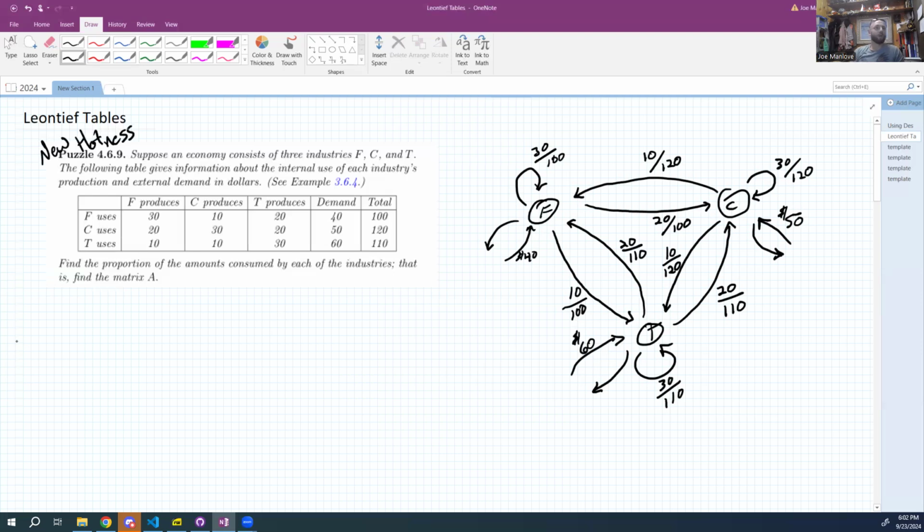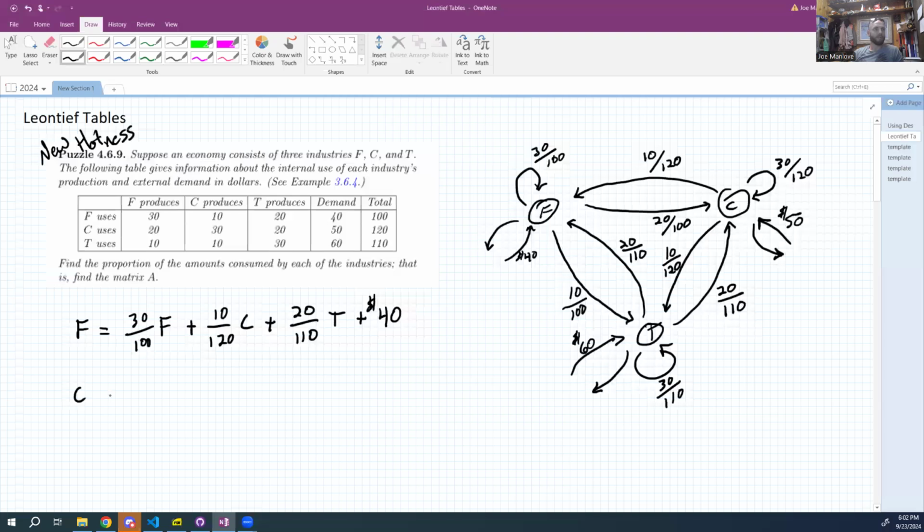So now if I write my equations, okay, the row for F is going to be 30 out of 100 times F, and 10 out of 120 C, and 20 out of 110 T, and then they're also getting $40. Right, so this is F's output equal to F's inputs. Here are my inputs for F.